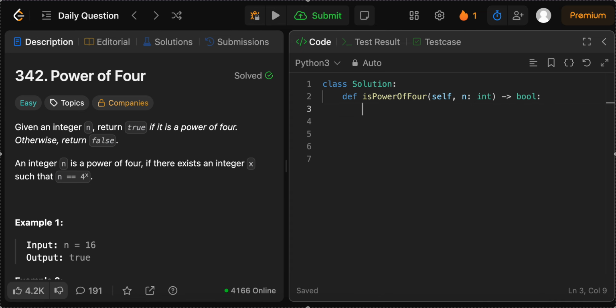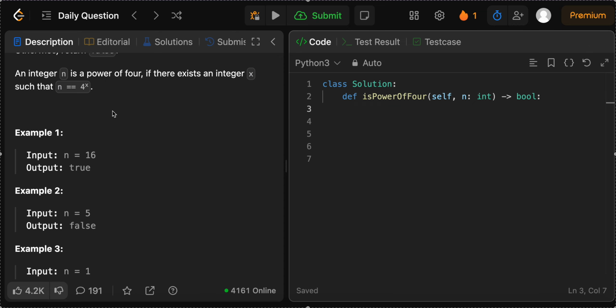So something like 16, 4, or 64 would all be powers of 4 because 4 to the power of some integer gives these values. However, something like 8, 12, or even 20 would not be powers of 4, although they would be multiples of 4, because although 4 times some integer equals these values, 4 to the power of no integer gives you these values. And so these wouldn't be powers of 4, but rather only multiples of 4.